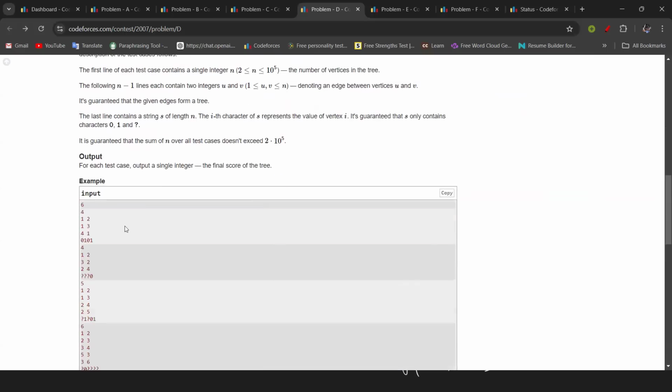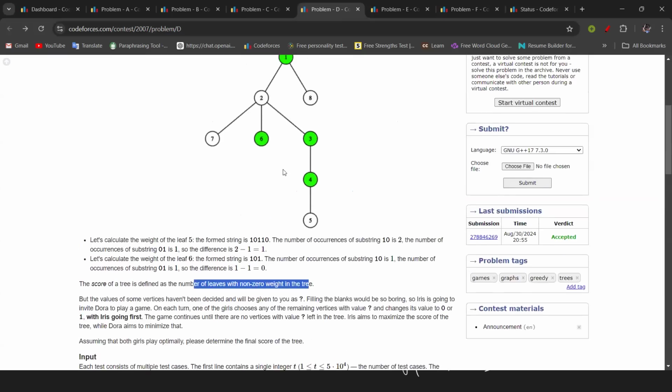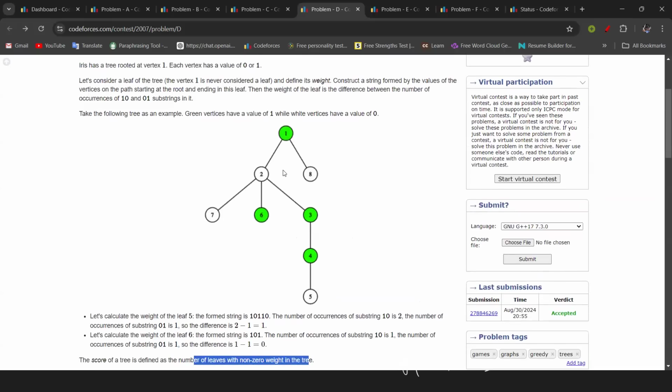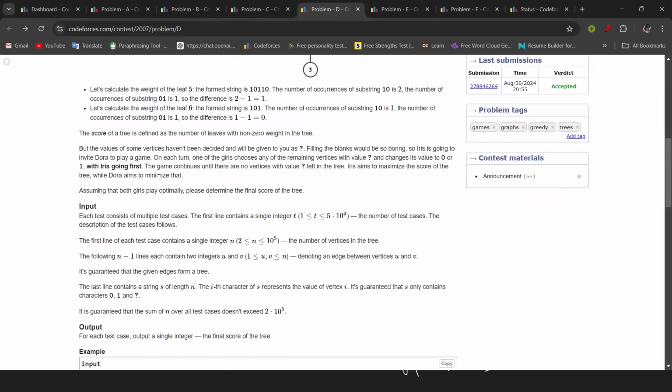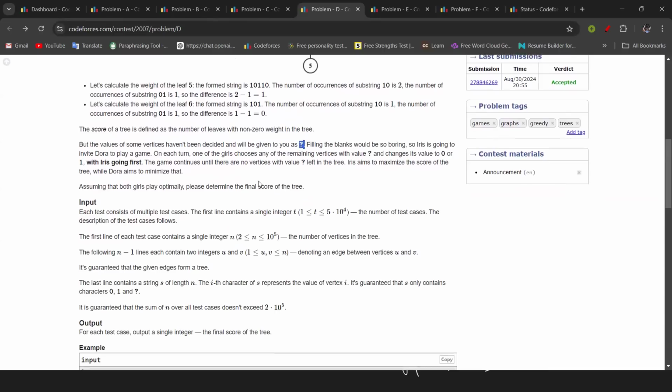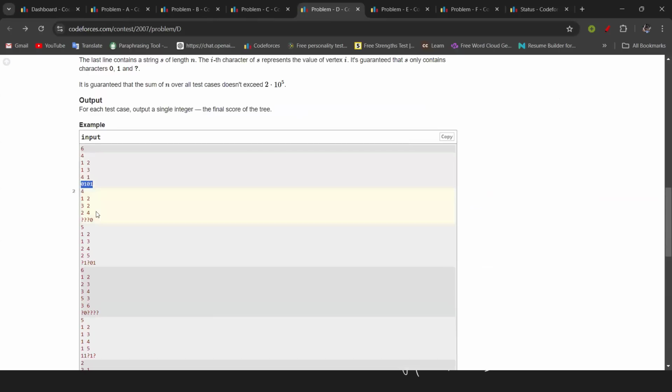The question is that you are given a tree. In the tree, for some of the nodes, you are given the values that the value is 1 or 0. But for some of the nodes, you are given a question mark, meaning you don't know its value, it can be either 0 or 1. Now you are given this initial tree with some 1s, 0s, and there may be some question marks which can take either 0 or 1.